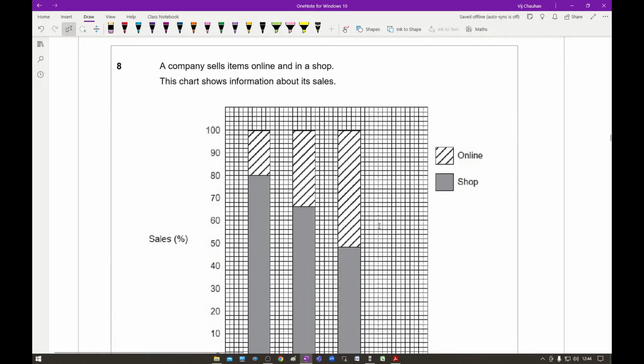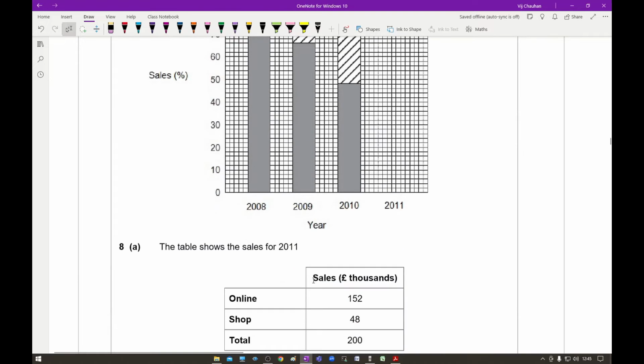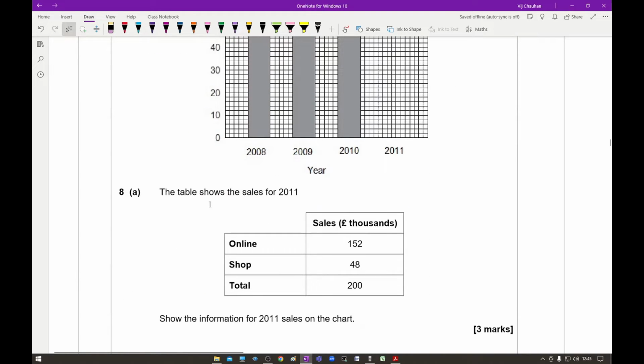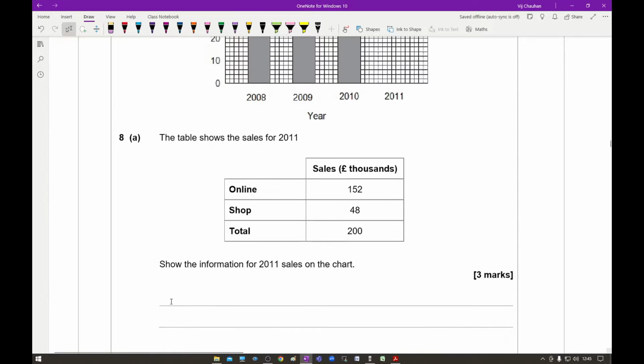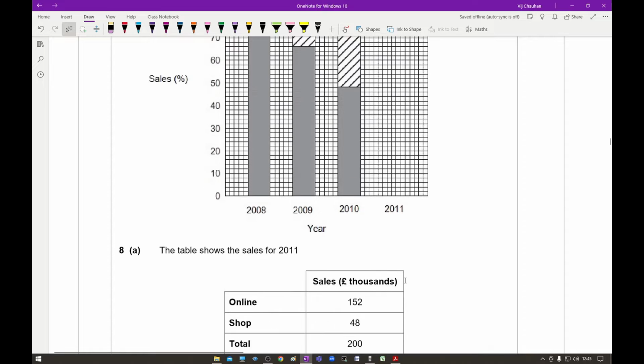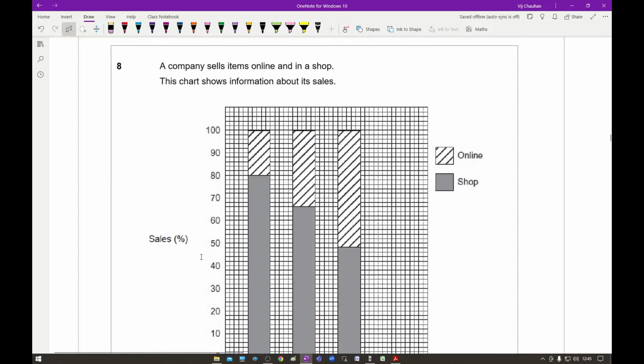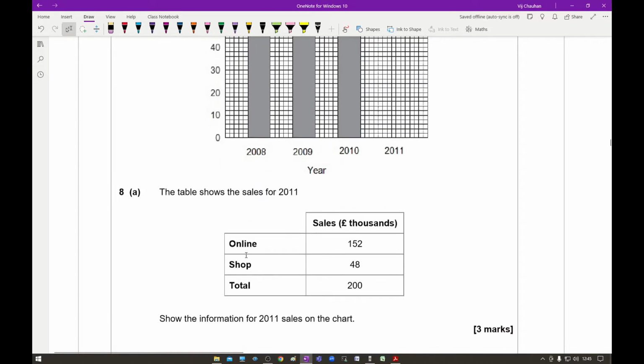Moving on to question 8, it says that a company sells items online and in the shop. The chart shows information about its sales, and question 8a says the table shows the sales in 2011, and the question is asking us to show the information of the 2011 sales on the chart. So for this, we can see that the vertical scale is looking at percentages. So I want to convert these two amounts of the online sales and the shop into a percentage. So let me just have a heading of percentage.